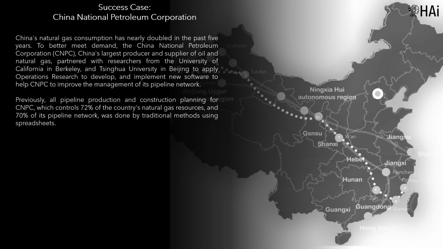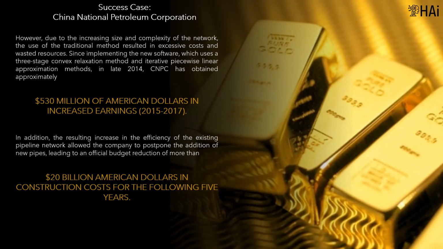Previously, all pipeline production and construction planning for CNPC, which controls 72% of the country's natural gas resources and 70% of its pipeline network, was done by traditional methods using spreadsheets. However, due to the increasing size and complexity of the network, the use of the traditional method resulted in excessive costs and wasted resources. Since implementing the new software, which uses a 3-stage convex relaxation method and iterative piecewise linear approximation methods, in late 2014, CNPC has obtained approximately $530 million American dollars in increased earnings, 2015 to 2017.